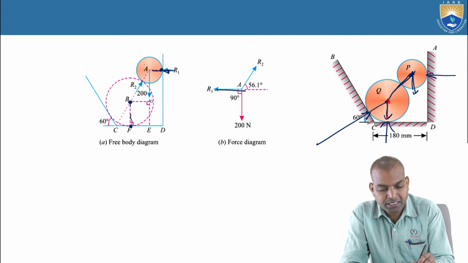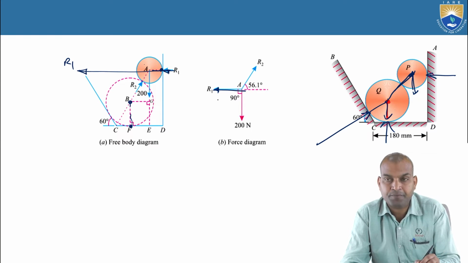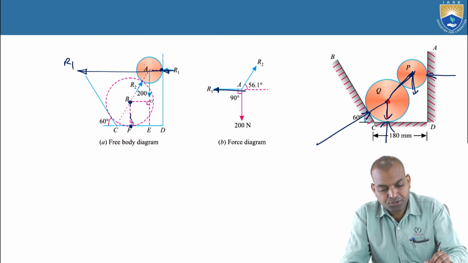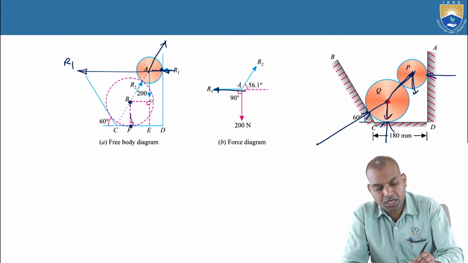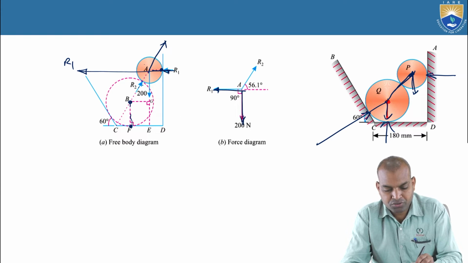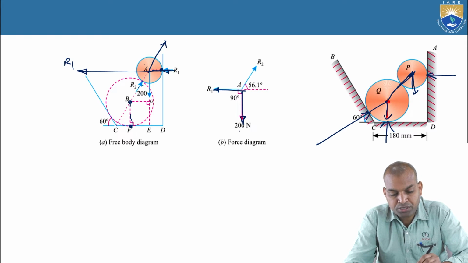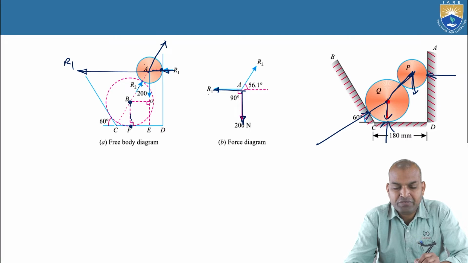This R1 is acting by using the law of transmissibility of forces. It can pass along the same line of action, that is R1. And this R2 is acting upwards. And the weight is acting downwards. Now here 200 newtons: so 200 newtons weight, R1 and R2 are unknowns, and we know the angle between them.